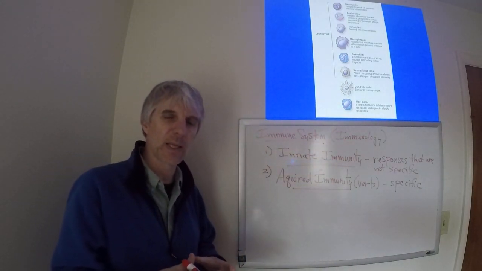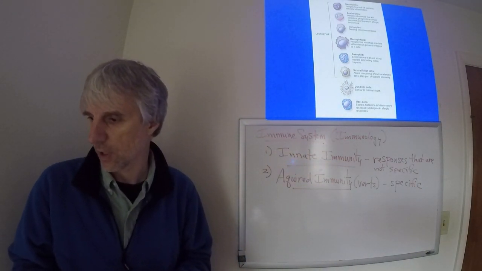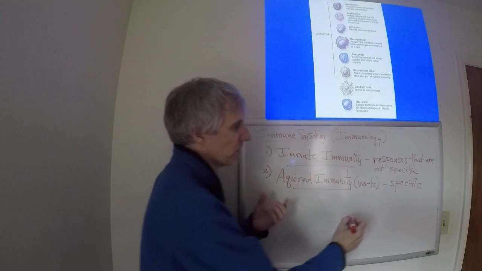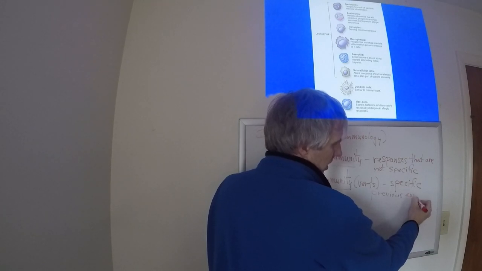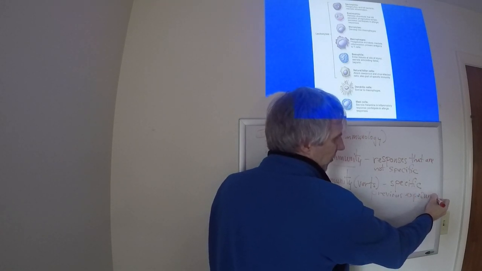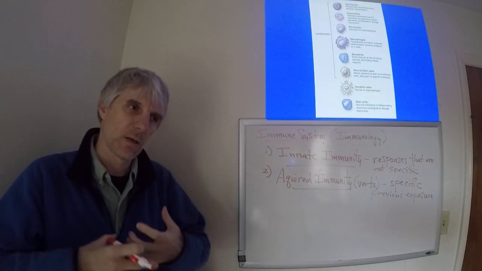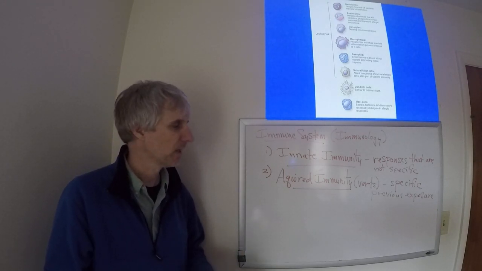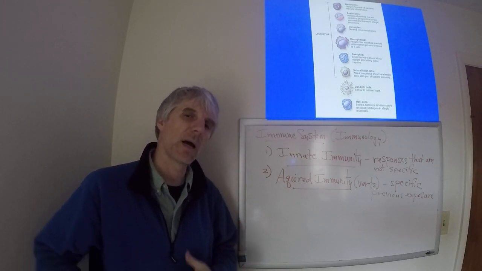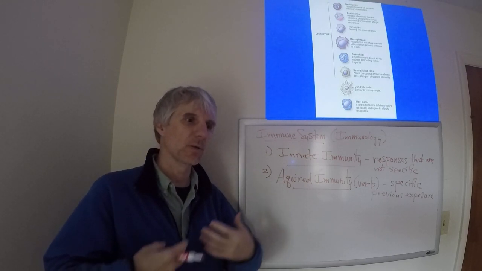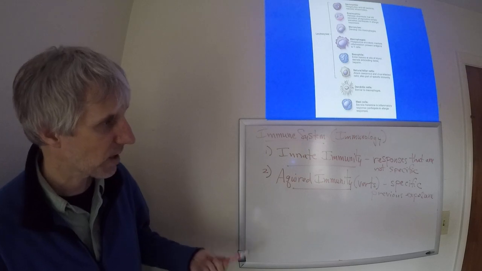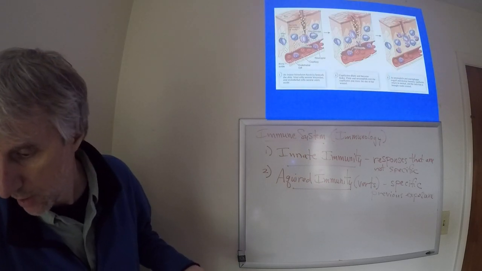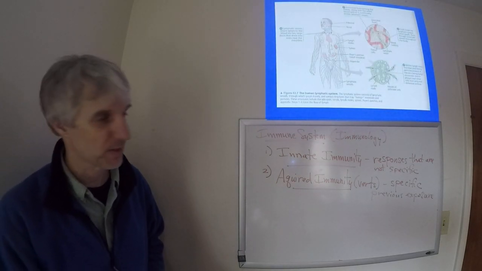It targets things it's already seen before, and previous exposure is very important for the functioning of this acquired immune system. The idea is I see it once, I acquire an immunity that I can use the next time that I see it. Okay? All right, so let's talk a little bit about the acquired immune system.